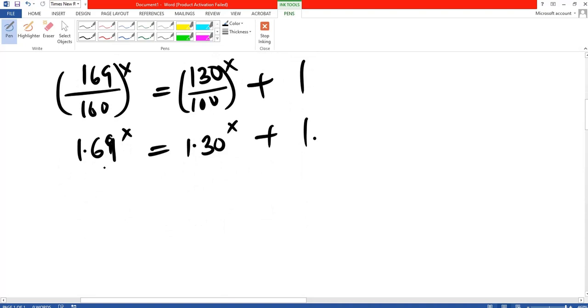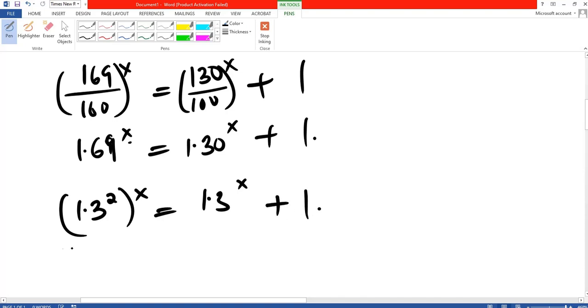Now this is the same thing as 1.3 raised to the power 2, now raised to the power x. So 1.69 is the same thing as 1.3 raised to the power 2. So you have 1.3 raised to the power x here plus 1.